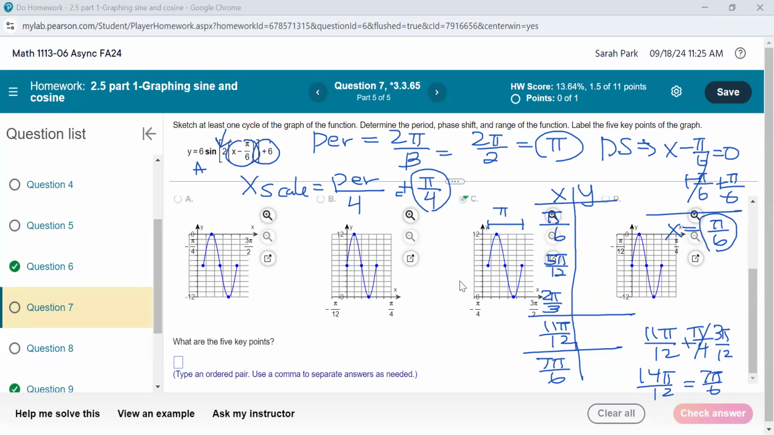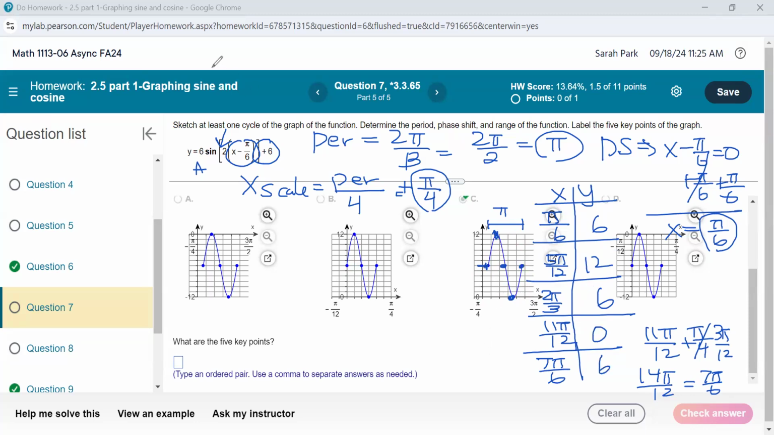Okay, at pi over 6, it's at 6. At pi over 12, it's at 12. The y value at x equals 2 pi over 3 is 6 again. When x is 11 pi over 12, the y value is 0. And then the y value at 7 pi over 6 is 6.